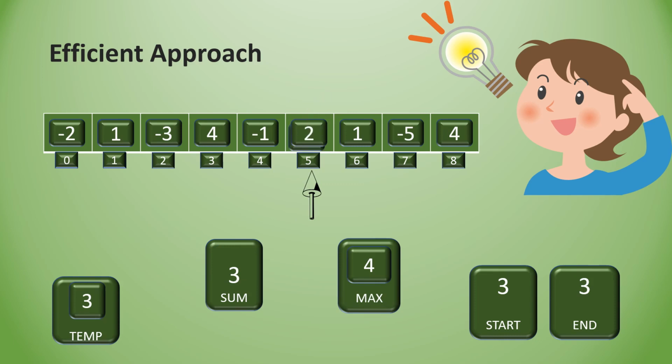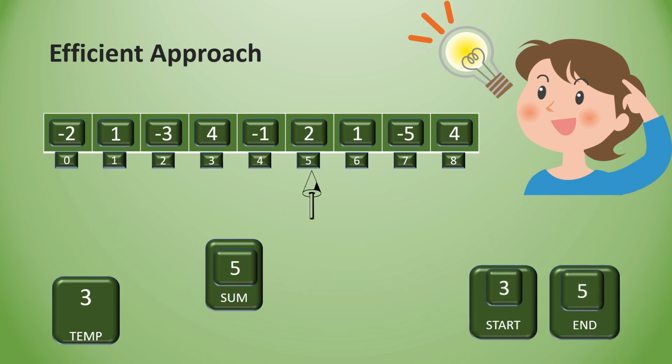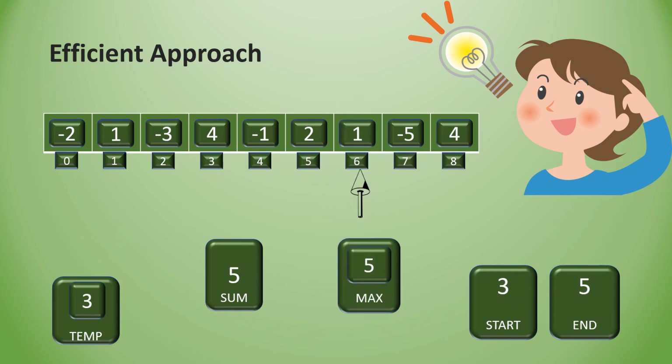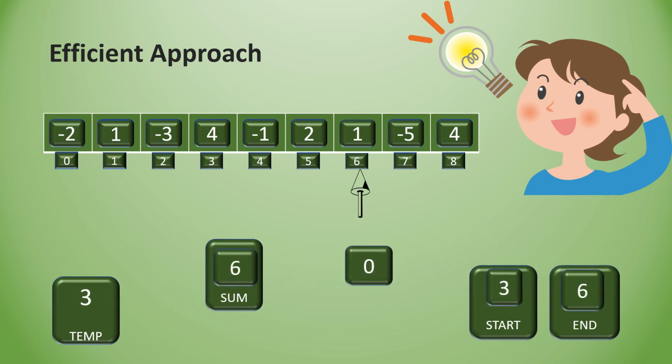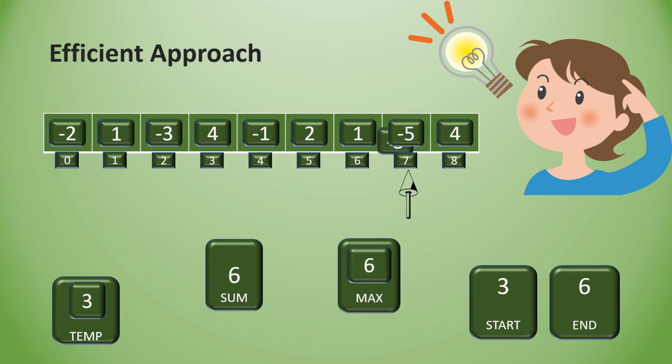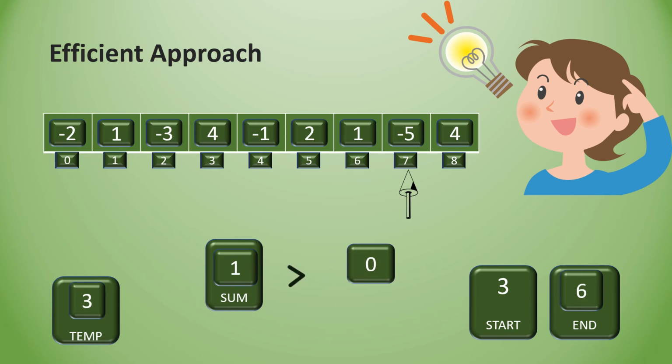We get 2, add 2 to the sum variable. Sum is greater than max, so update max, update start, update end. Okay, compare with 0, it is greater than 0, that is okay. Now move the pointer. We get 1, add 1 to the sum, compare with the max variable, update max, update start, update end. Sum is greater than 0, that is okay. Move the pointer. We get -5, add -5 to the sum, compare with max, sum is less than max, so do nothing. Sum is greater than 0, that is okay.